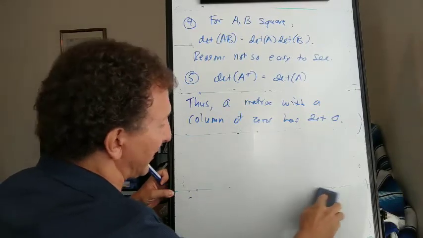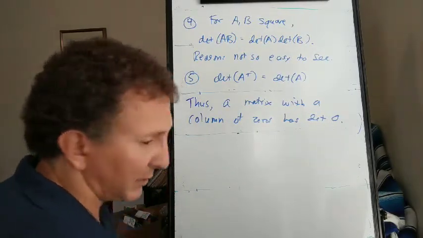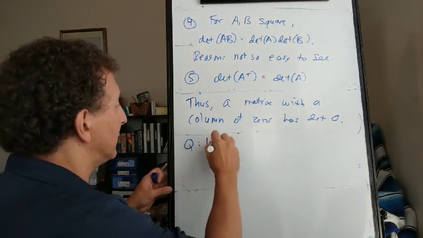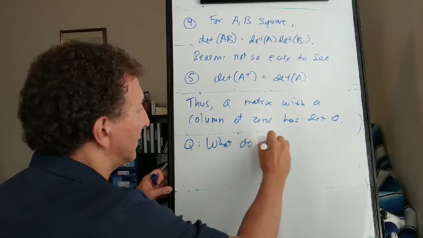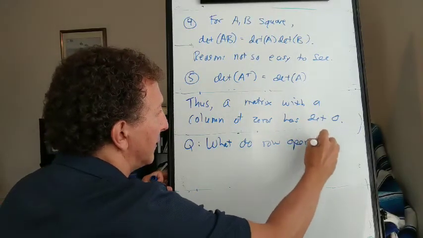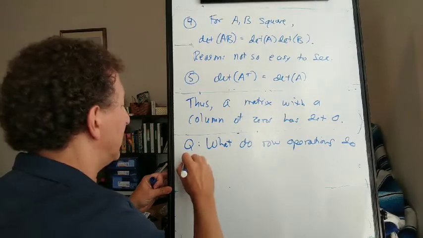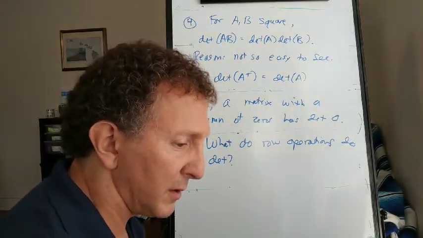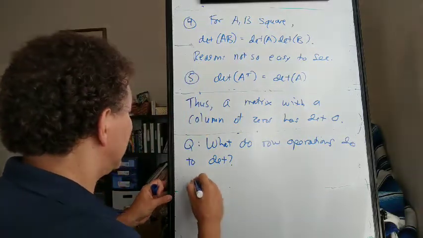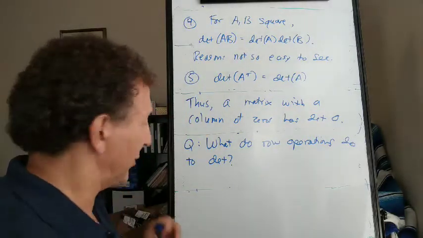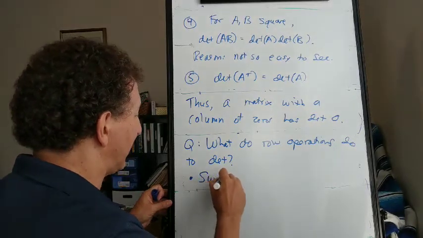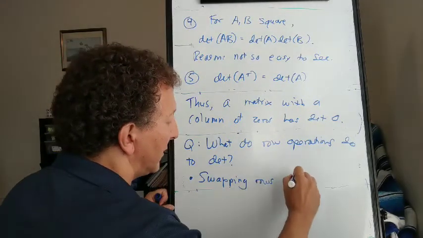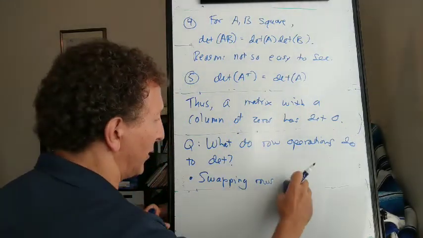Alright, now one thing we've been spending a lot of time on in this course is row operations. So it's natural to ask, what do row operations do to the determinant? So we've got 3 row operations. First of all, swapping rows multiplies the determinant by -1.